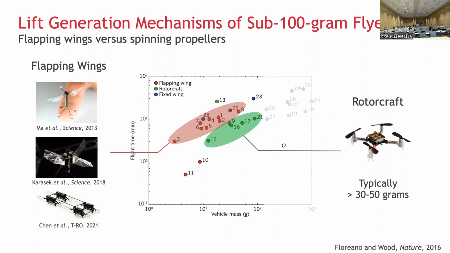Right. On the other hand, if you look at flapping wing robots, they are present from even below 10 grams and up to 50 grams, 30 grams. Right? They fly very differently. They fly by their wings. And as you can see here, on the same scale, on the same mass, they seem to actually be more efficient than rotorcraft.